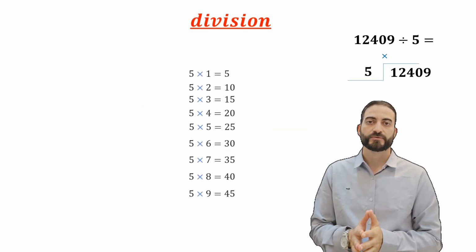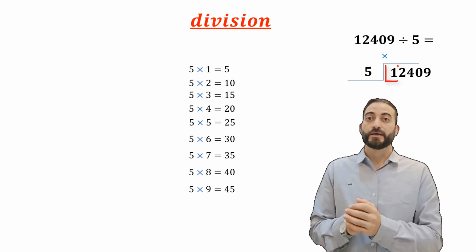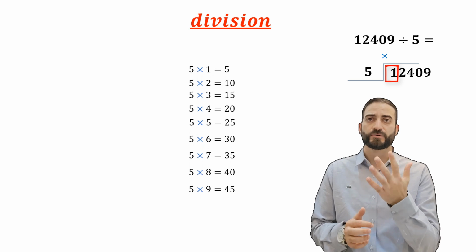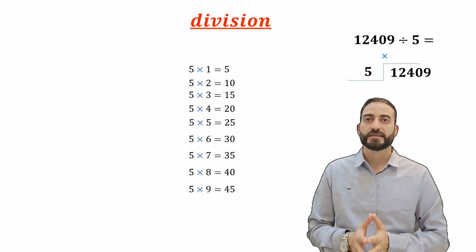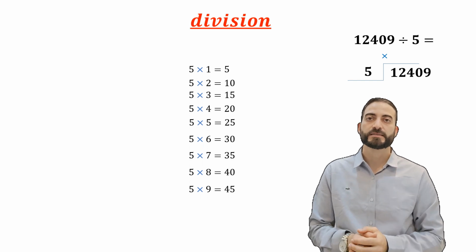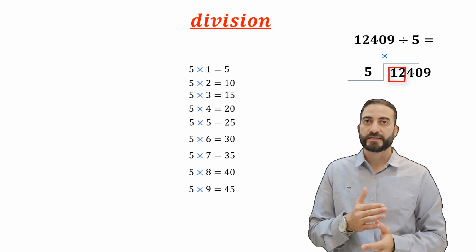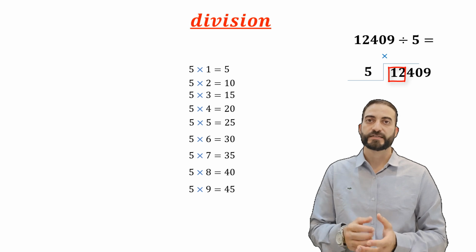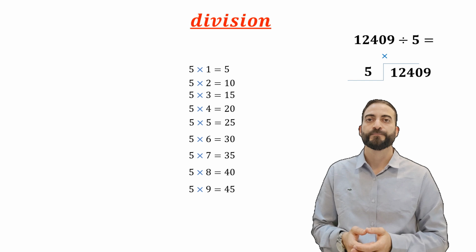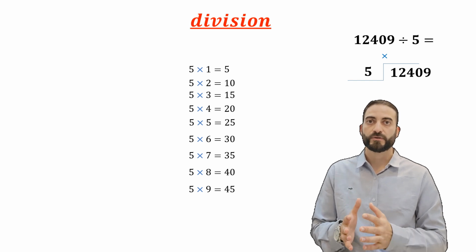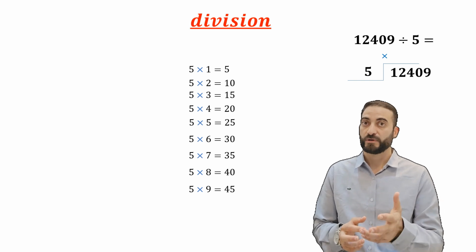Now we come here, we must first start with the first number in the dividend from the left, which is 1. We ask ourselves, is 1 greater or equal to the divisor, which is 5? The answer is no. This means that we must take the first 2 numbers from the left, which is 12. We also ask ourselves, is 12 greater or equal to the divisor? The answer is yes. 12 is greater. So we look for 12 in the multiplication table for 5. We find that 12 is here.